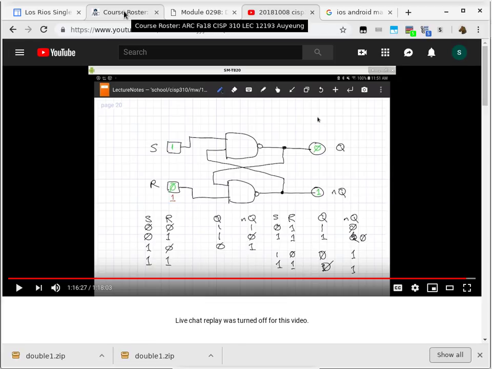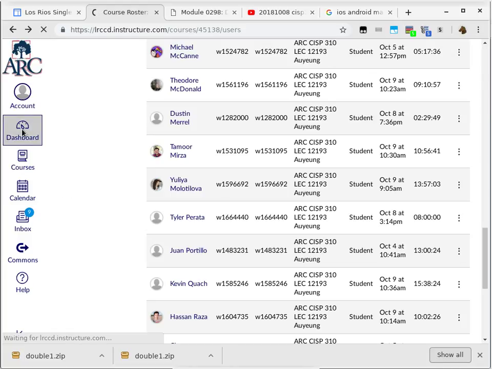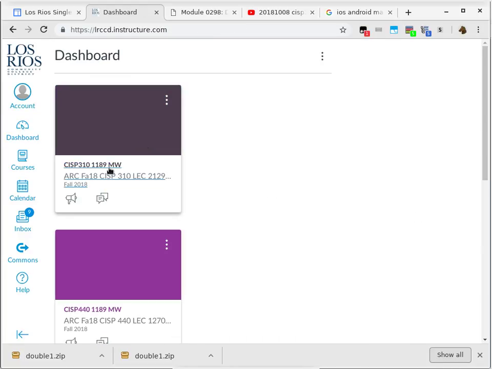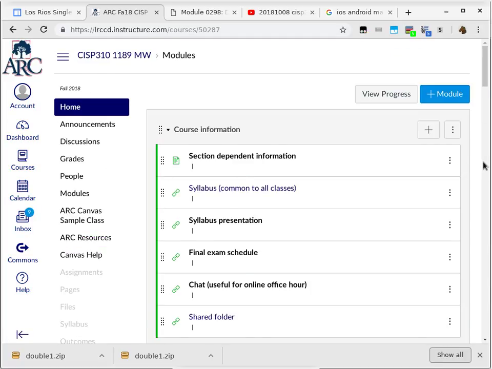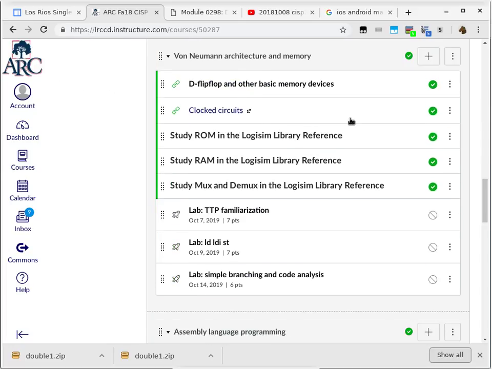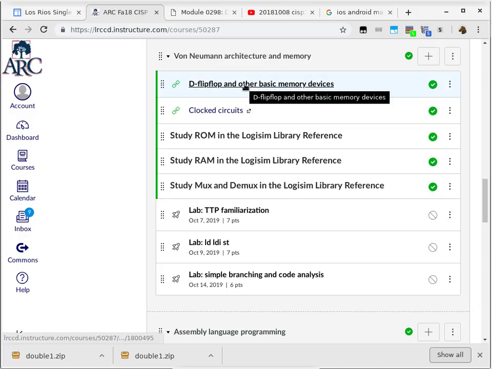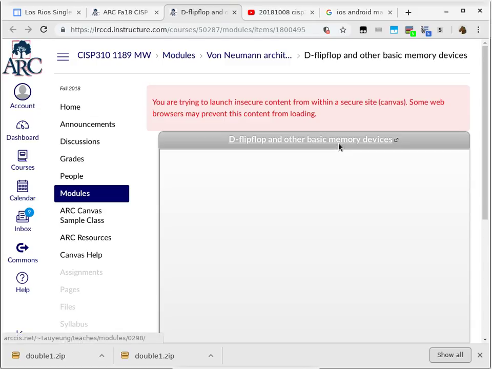So what we'll do today is continue with the discussion of memory devices, and this time we'll start to look into D flip-flops. In terms of the notes, we are now in the main section called Von Neumann Architecture and Memory. The module that I'm basically reading out of is called D flip-flop and other basic memory devices. And I'm pretty sure that's the same thing, but we'll open it here.